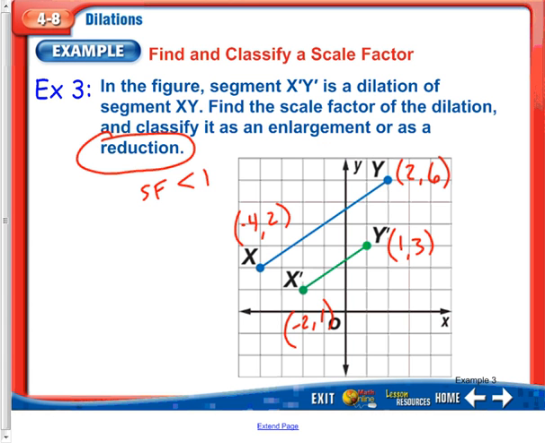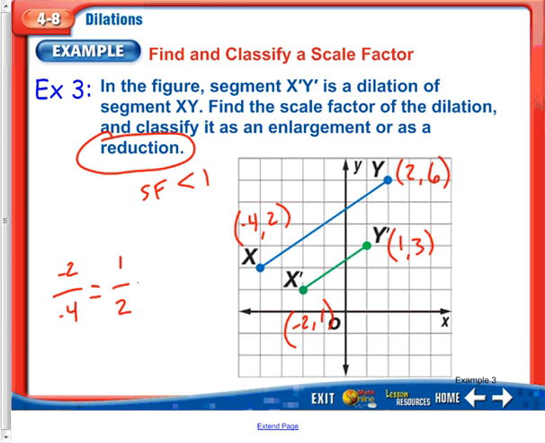So what we want to do here is take our dilated values and put them over our original values to see what our ratio is going to be. So we have -2 and we have -4. Again, this is my X from this one and my X from this one. And we know that that's going to be equal to this value 1 over this value 2. Our negatives here will cancel, and we can simplify 2/4 to be 1/2. A negative over a negative is positive 1/2.